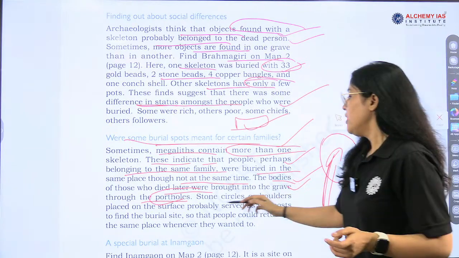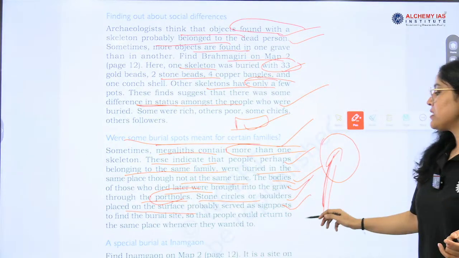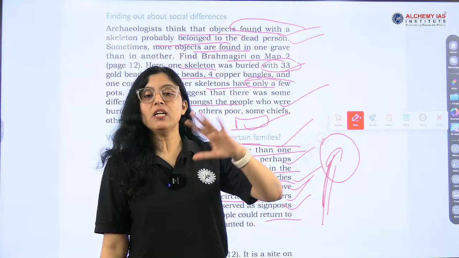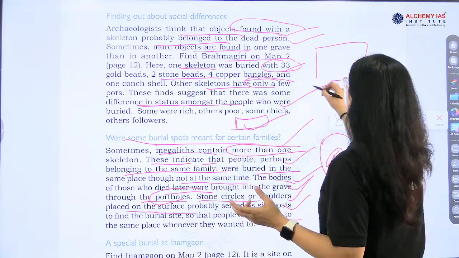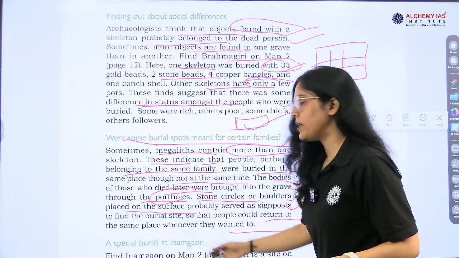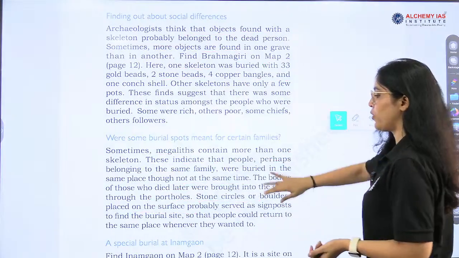Now, stone circles or boulders placed on the surface probably served as signposts. Okay. Next important thing is what? These stone boulders were used as signposts, right? Signposts that say, this is the place where we'll bury the bodies of this family, so that people could return to the same place whenever they wanted to.